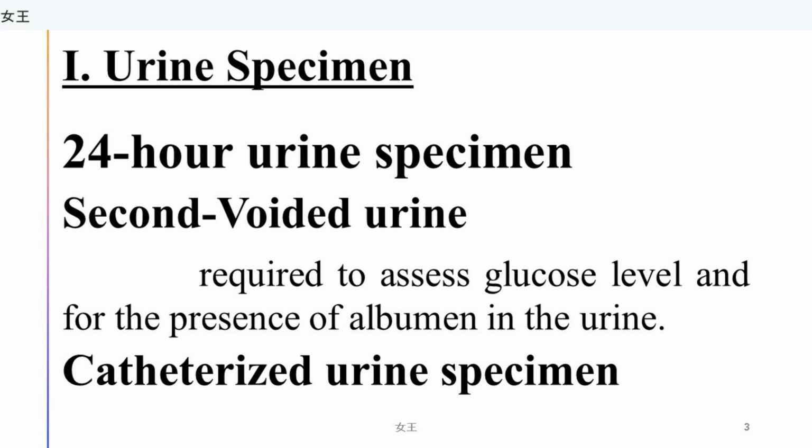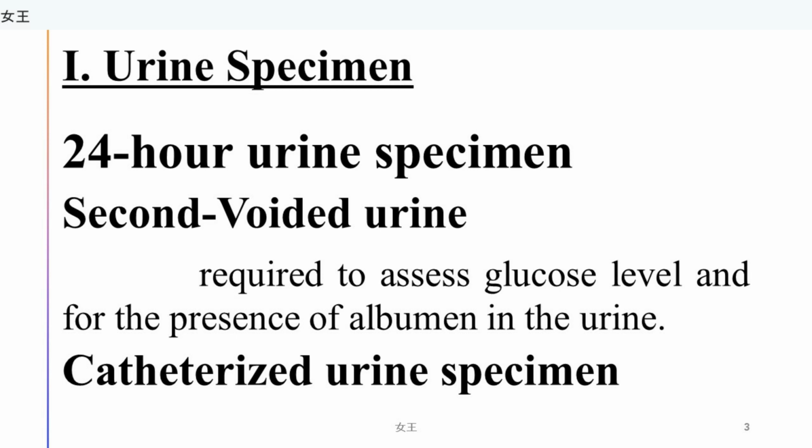Second voided urine is required to assess glucose level and for the presence of albumin in the urine. Discard the first urine. Give the patient a glass of water to drink. After a few minutes, ask the patient to void.